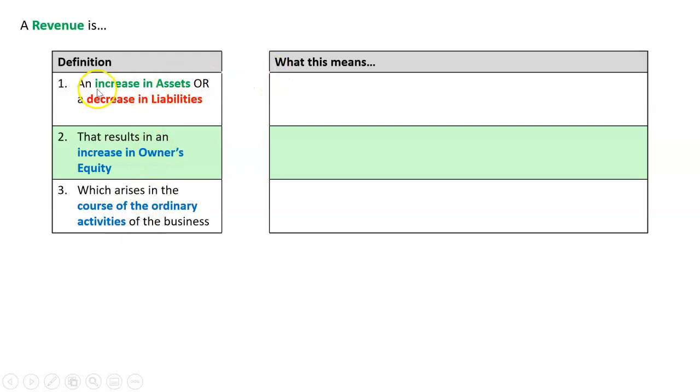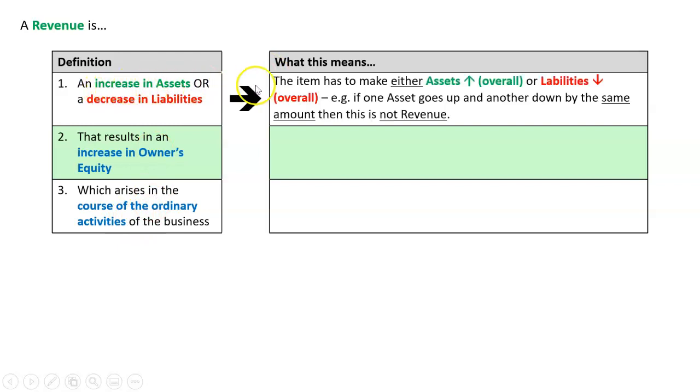What does this first part mean? Well, it means that overall, assets have got to go up, or liabilities can go down. And it just means overall. So let's say you could have one asset go up and another asset go down by the same amount. Yeah, I know an asset went up, but if another one went down by the exact same amount, then overall assets went up by 0. So that would not be revenue.